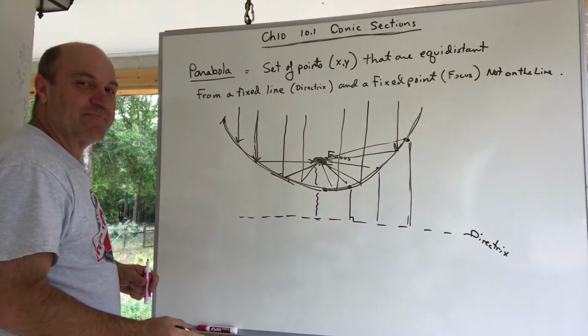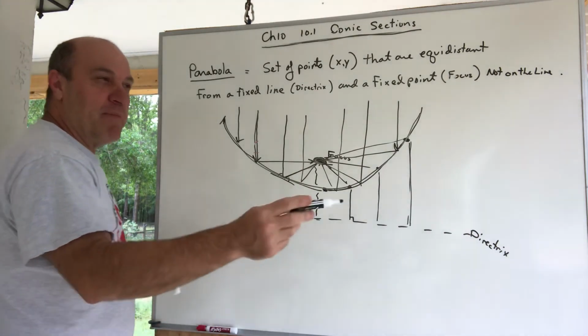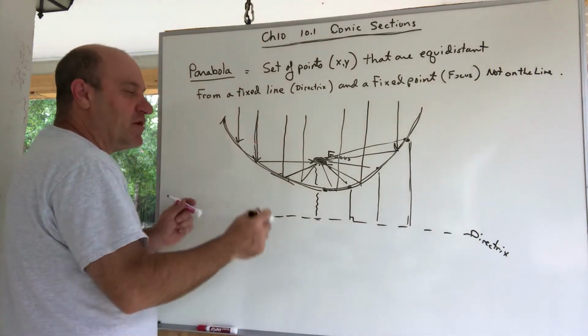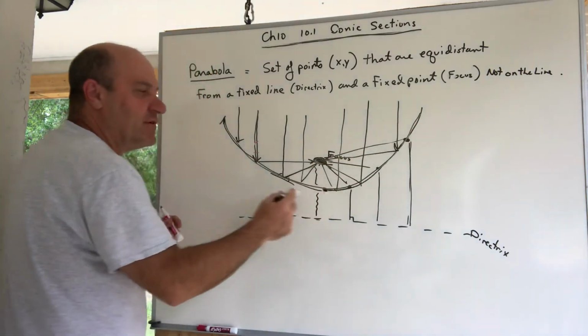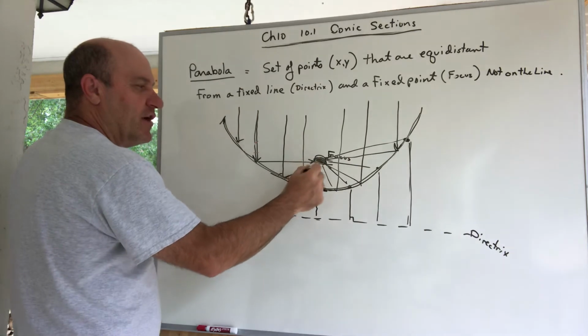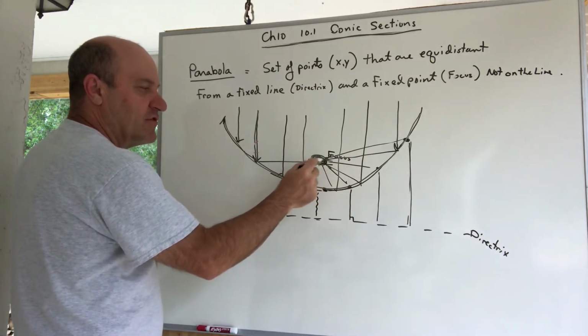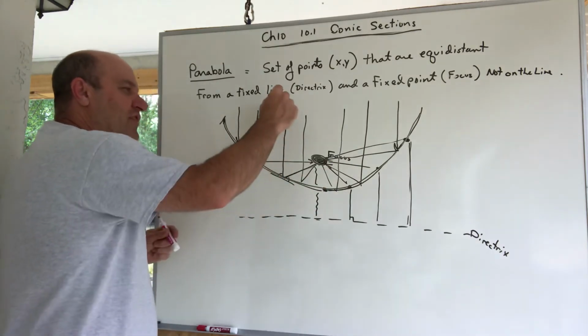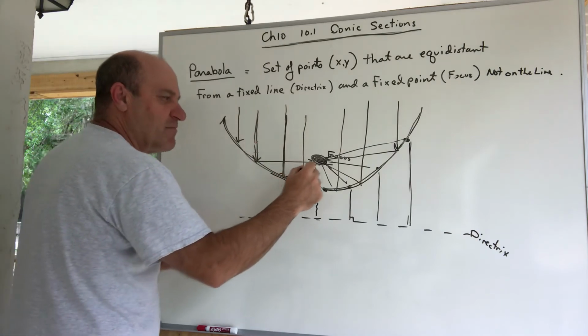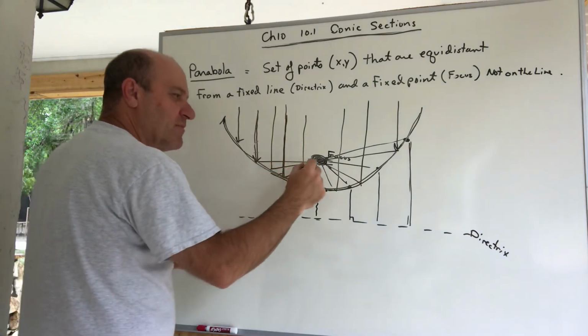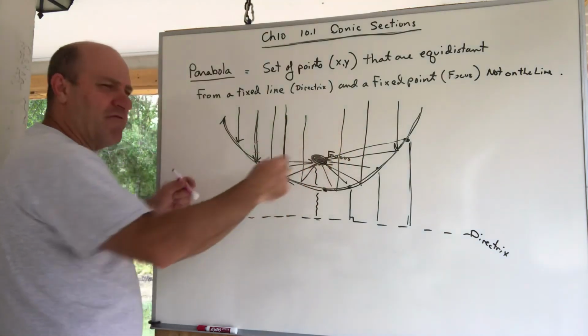Cool. If you wanted to, you could build a parabolic reflector to cook some food or something like that. All the incoming heat from the sun would bounce to this point. And so maybe you could make a little parabolic oven.